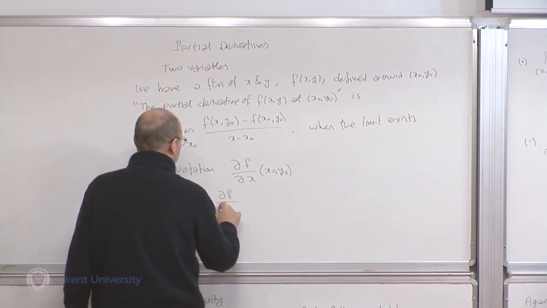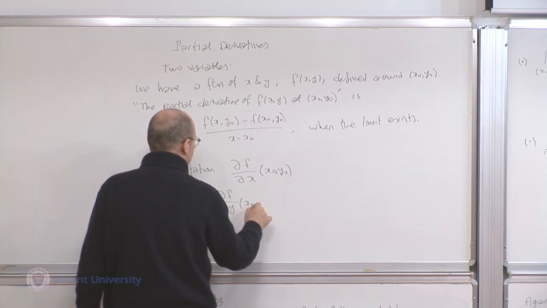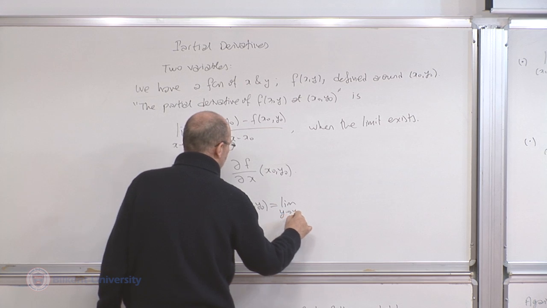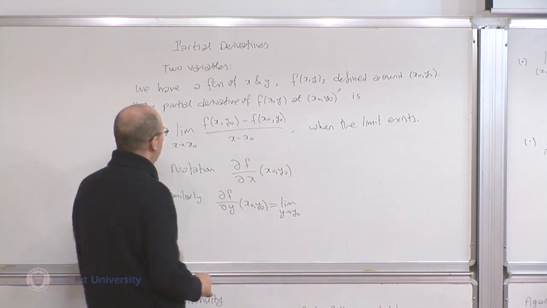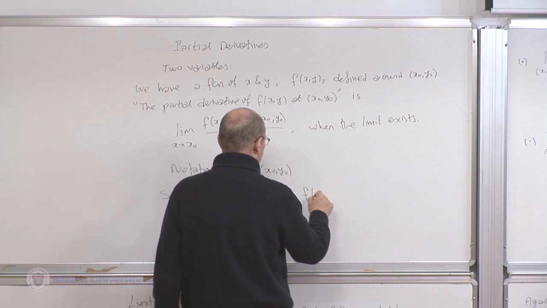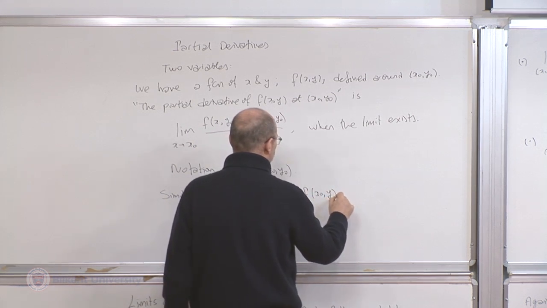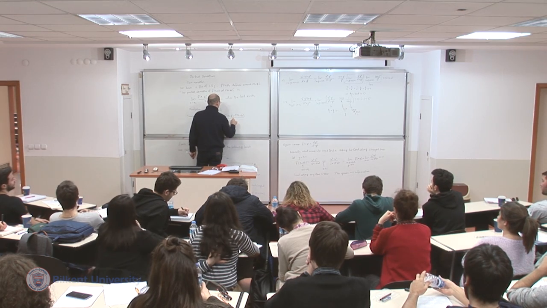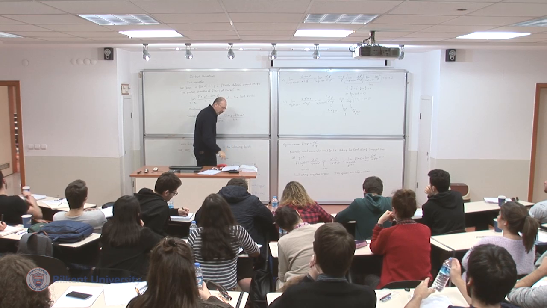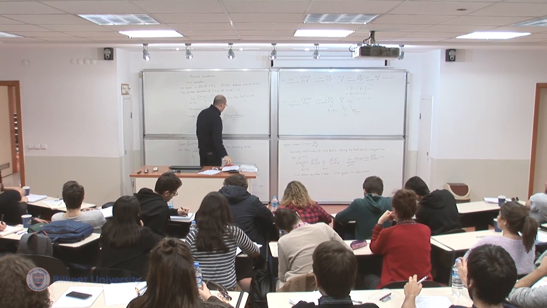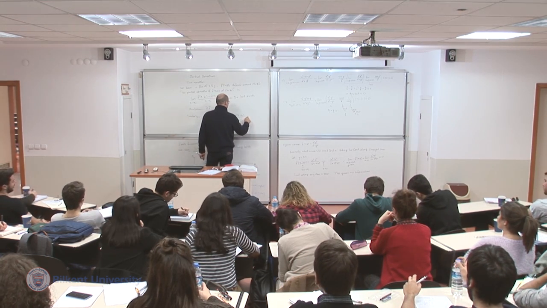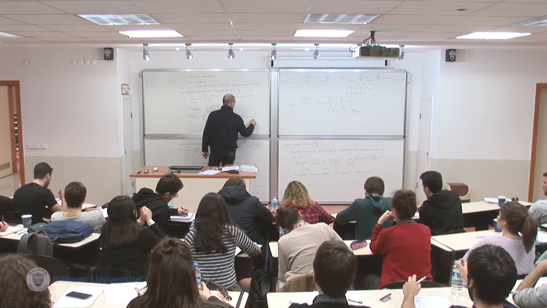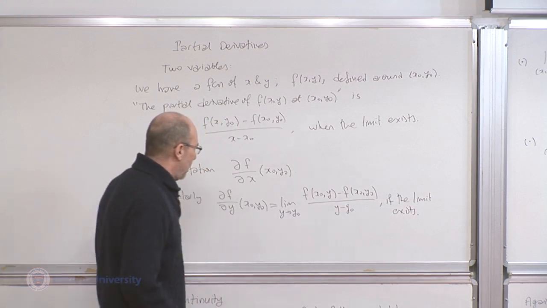Okay, so in practice, let me say similarly, the derivative of f with respect to y evaluated at this point is equal to the limit. This time y goes to y sub 0. So here I have x sub 0 fixed. I have y, f of x sub 0, y sub 0, divided by y minus y sub 0, if the limit exists.